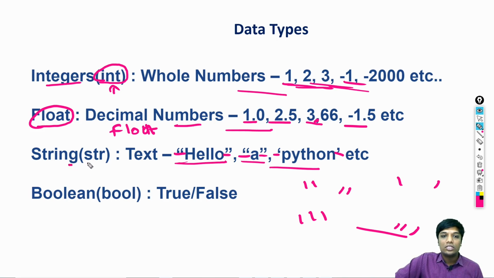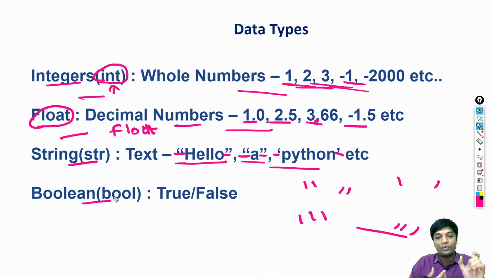Next, so this is regarding your text and numbers. Now in some cases you want to ask your Python some questions, for example, whether 1 is equal to 1 or not, or 2 is equal to 2 or not, or whether a specific value is equal to another value or not, something like that.